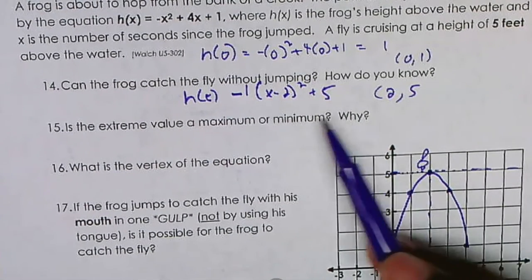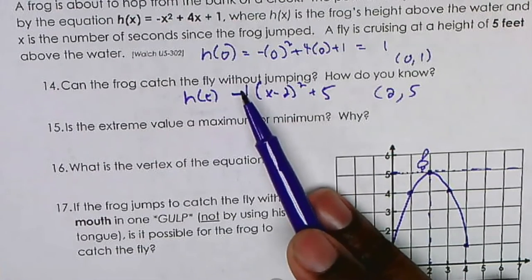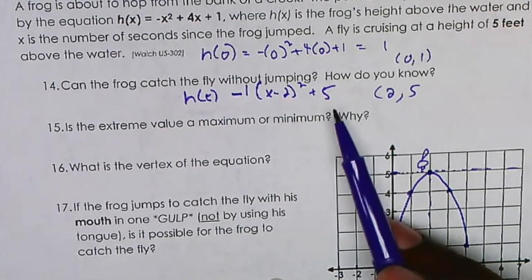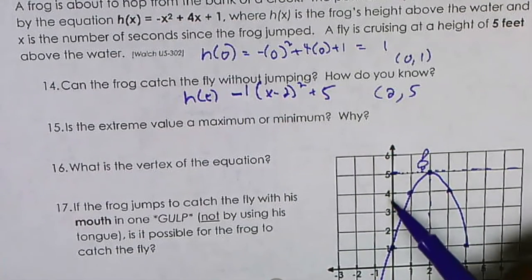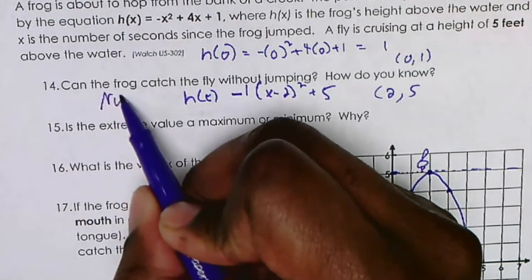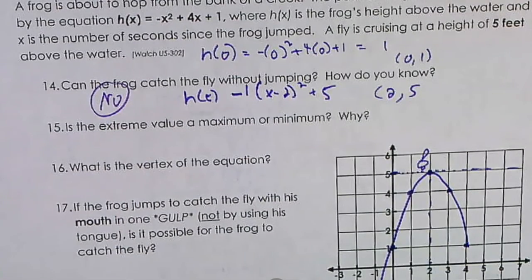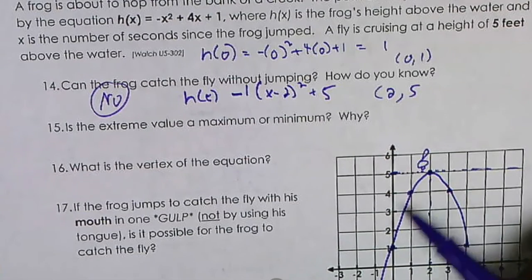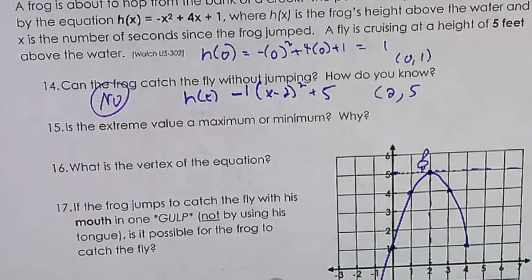But the question was, can a frog catch the fly without jumping? I don't think so. Unless that frog has a 5-foot tongue or 4-foot tongue. I don't know if frogs' tongues can go 4 feet away. So I would say no, it cannot before it actually jumps, because I'm assuming a frog that's 2 inches long wouldn't have a tongue that can go 4 or 5 feet.